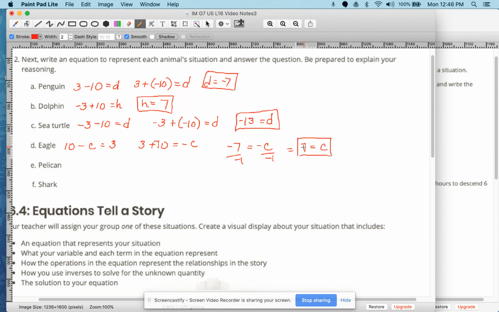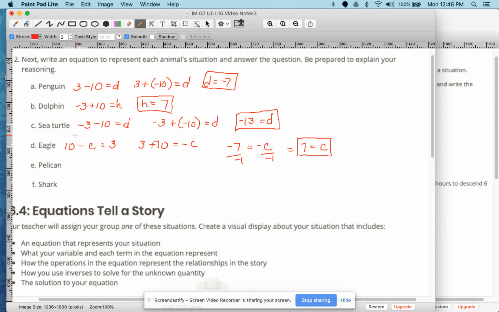Okay, and let's see if that makes sense. We're going to read the situation again in D. An eagle is flying 10 feet above sea level. He dives down by 7, and does he end up at 3? And yes, he does.